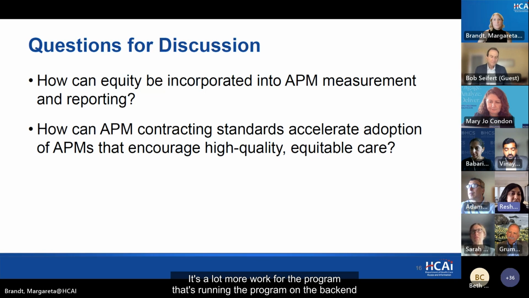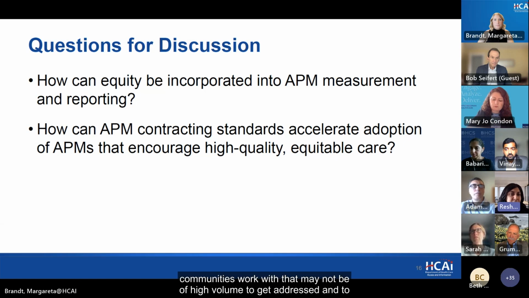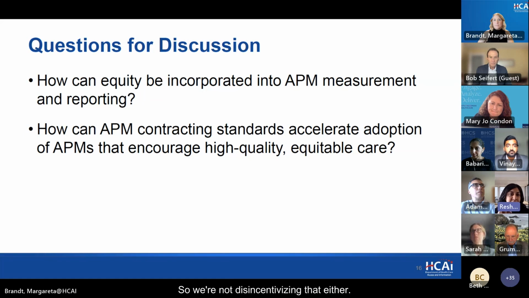It's a lot more work for the program, whoever's running the program on the back end, structuring data around that. But it does allow subpopulations that certain communities work with that may not be of high volume to get addressed and to count, and to incentivize, I think, some of what Kevin was mentioning as well. So we're not disincentivizing that either.